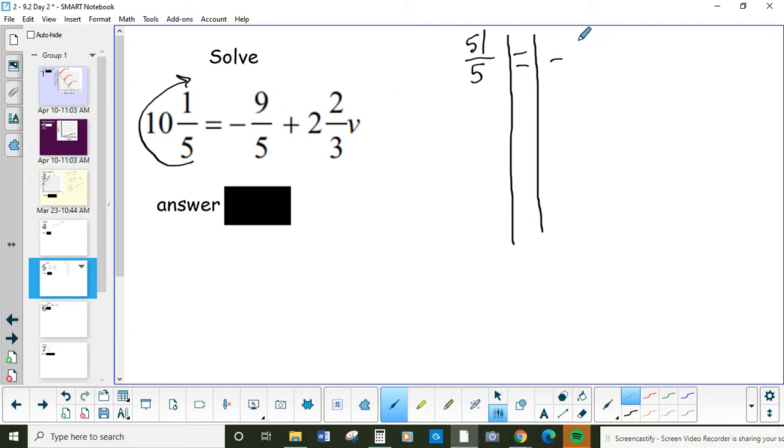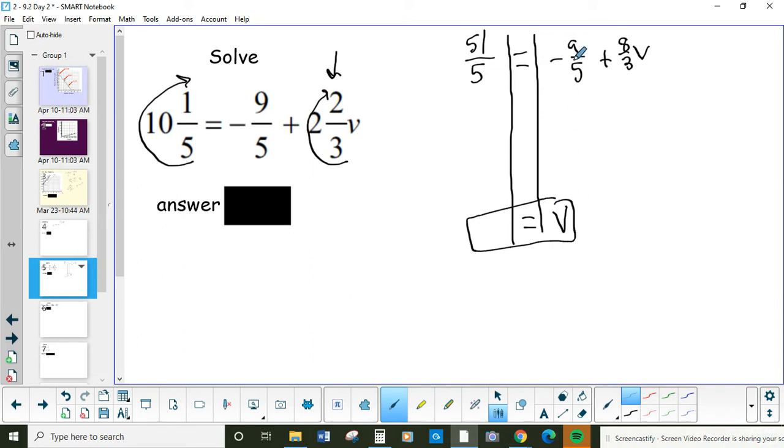Over here, negative 9 fifths is already a fraction, but 2 and 2 thirds isn't, so convert 2 and 2 thirds. Hopefully when you did that, you got 3 times 2 is 6, plus 2 is 8. Hopefully you got 8 thirds. And our variable is v this time. It's not always x, right? So how do I solve this? Well, solve means to isolate the variable, get it to where it says v, and then you're done.